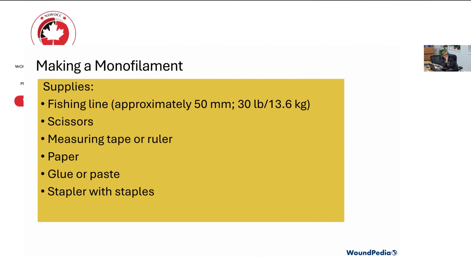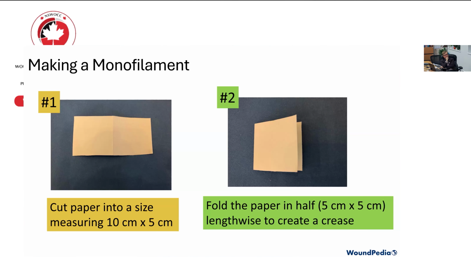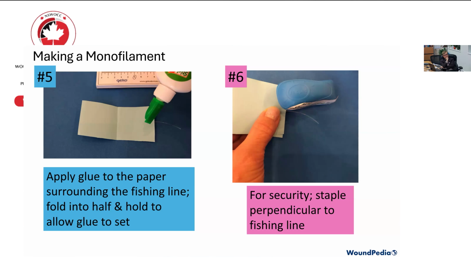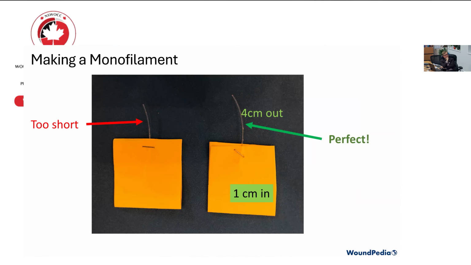Okay, you can make your own monofilament: fishing line, scissors, tape, ruler, paper, glue, and stapler. Next slide. So you cut a paper 10 by 5, you fold it in half. Next. You cut exactly 5 centimeters of 30-pound fishing line. You place the fishing line onto the paper. 4 centimeters should be sticking out. Next one. Apply the glue to the paper for security, staple, and you have a monofilament. Next. Too short and perfect.